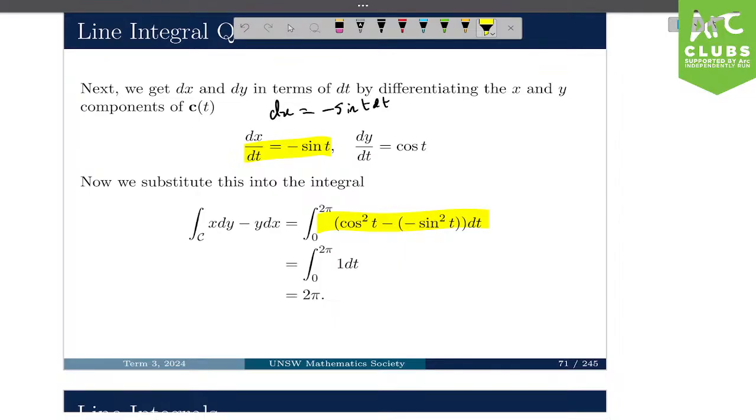Happy days. Okay, so we have cos squared t minus sin squared t, cos squared t plus sin squared t. It's just 1. The whole thing cancels very nicely, and then we kind of just have a trivial integral. So it's just 2 pi. And that's how we calculate that line integral.